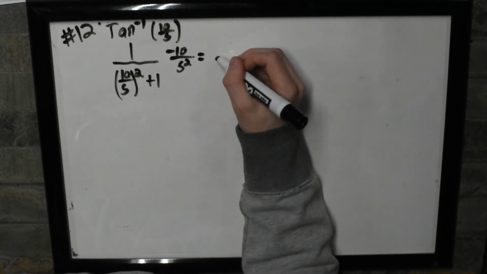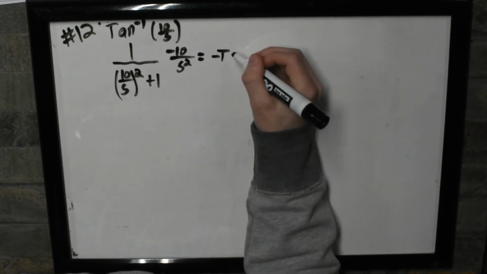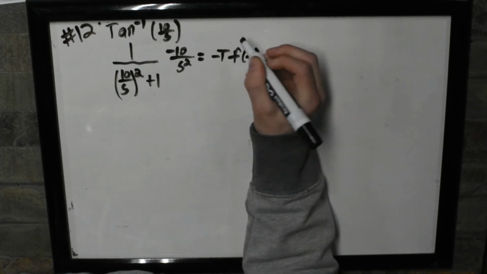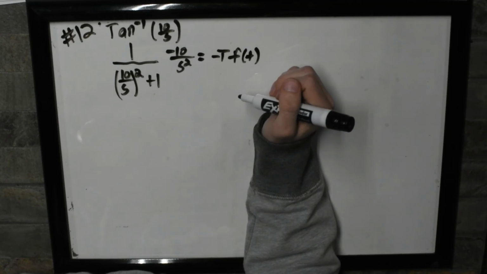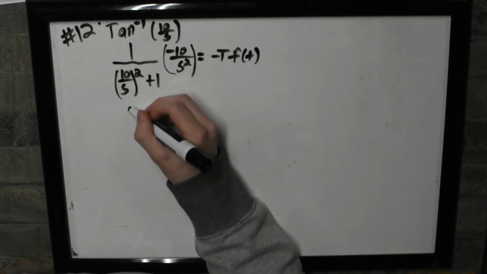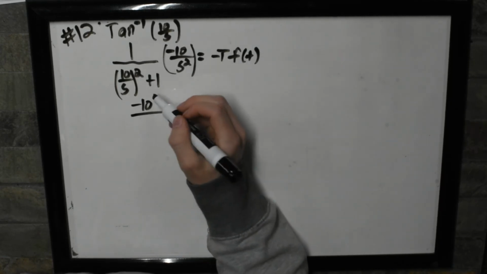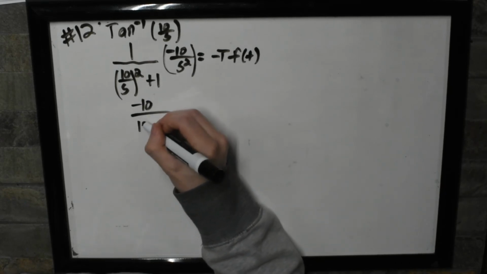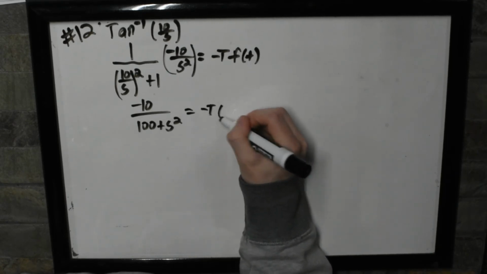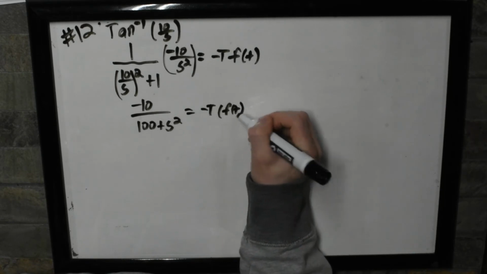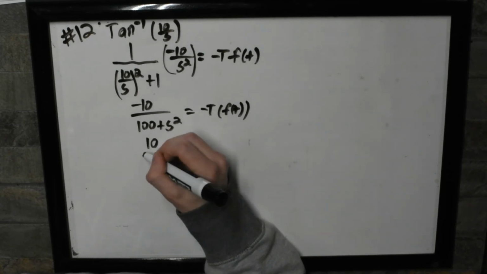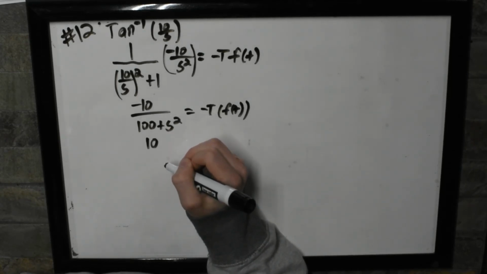This is equal to, again we're using that property, so we took the first derivative, so it's negative t to the n, which is just negative t, times f of t. Multiplying this out, we're going to get negative 10 over s squared, the s squareds will cancel here, and we're going to be left with negative 10 over 100 plus s squared is equal to negative t f of t.